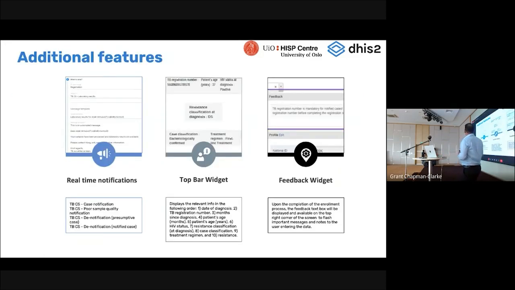These are some additional features which have been included in the program itself, in the package, where you can get real-time notifications. It's like case notification, poor data quality, all those things have been set up. And also inside DHIS2, in the top bar, we have a few widgets where you can get the key information of a particular patient, which is relevant, like date of diagnosis, the patient age, classification details. Those things can be in the top bar when you log into DHIS2. Again, in DHIS2 tracker, you have this feedback mechanism or the feedback widget, which is also configured here.